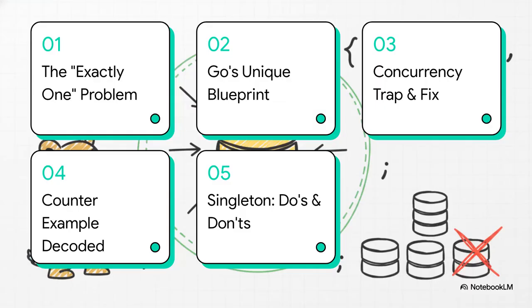So here's our game plan. We'll start by digging into this core exactly one problem. Then we're going to walk through Go's unique way of building a singleton. After that, we'll uncover a massive concurrency trap and, of course, the right way to fix it. We'll see it all come together with a hands-on example, and then we'll wrap up with some really important do's and don'ts for your own code.